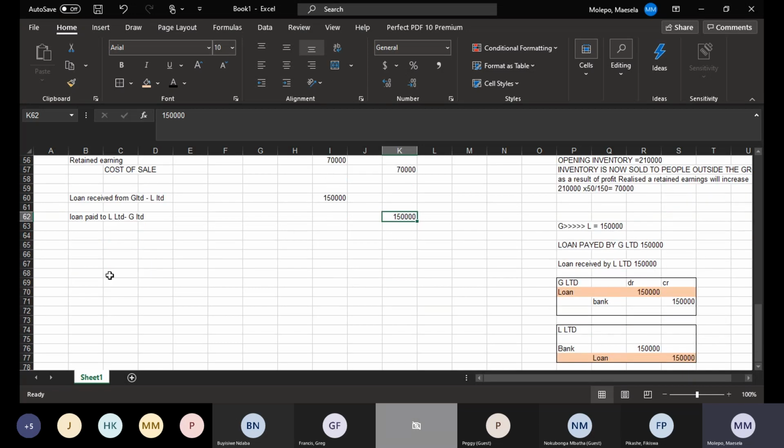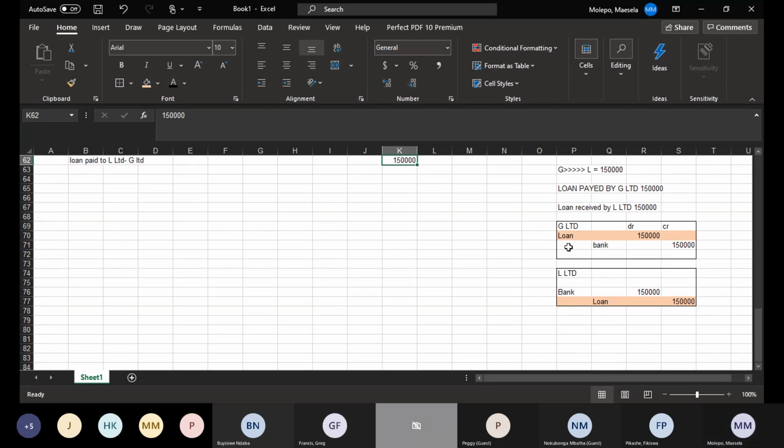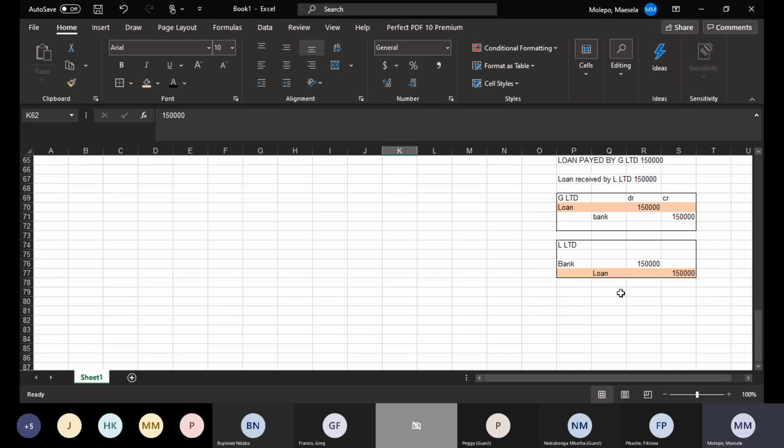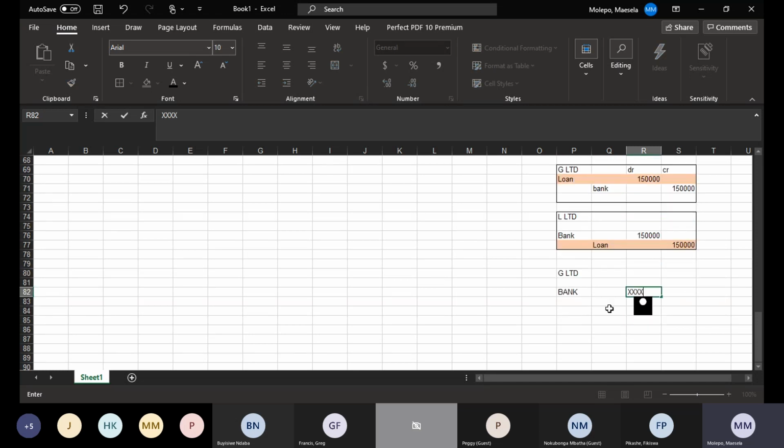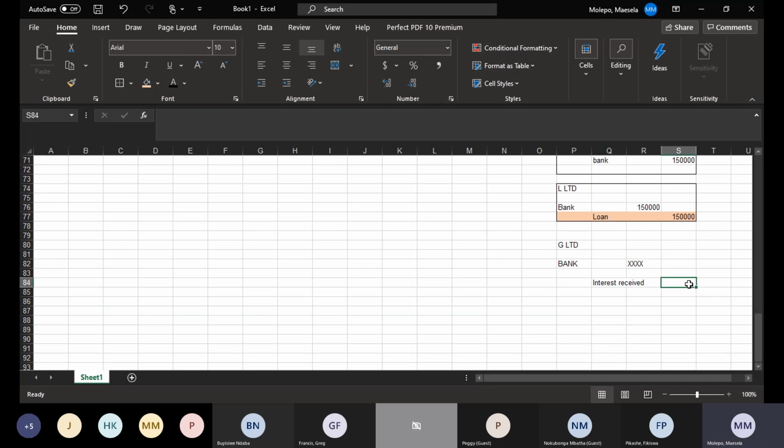Now we're going to do the interest part, which will be a similar thing. In this case, G Limited granted a loan to L. So as a result, L is the one who needs to pay the interest to G. The interest goes on the credit side as part of income. So in the books of G Limited, he will have a bank of whatever amount, we don't know the amount yet, we'll calculate it after. And then he will have the interest received from L Limited, which will also be XXX.